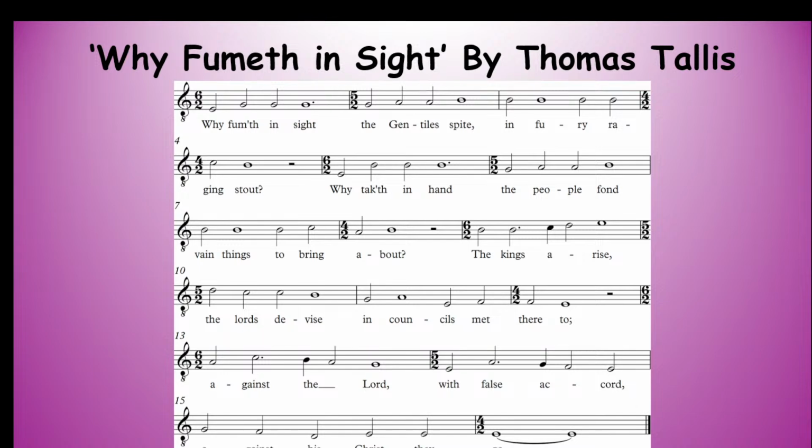Why fume thin sight, the Gentile spite, in fury raging stout? Why take thin hand, the people fond, vain things to bring about?